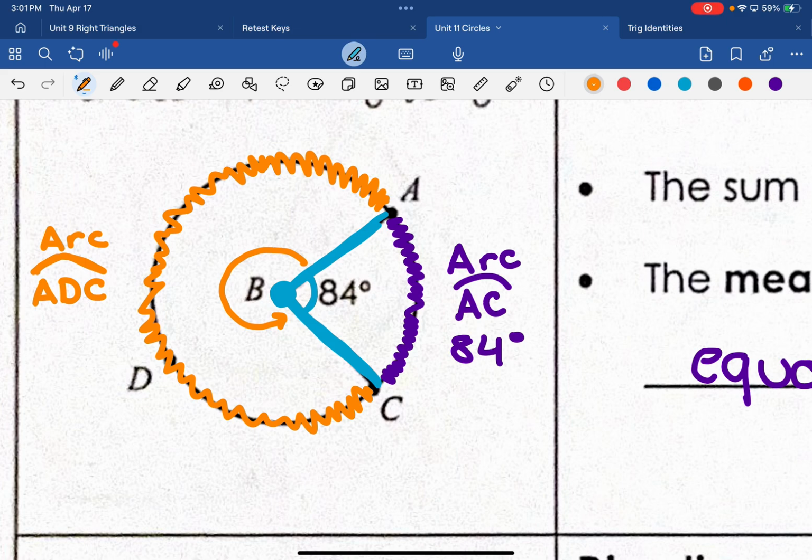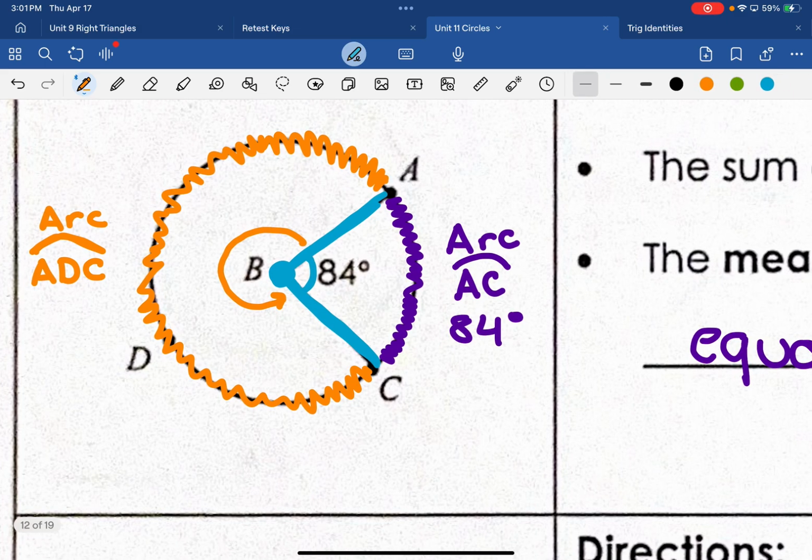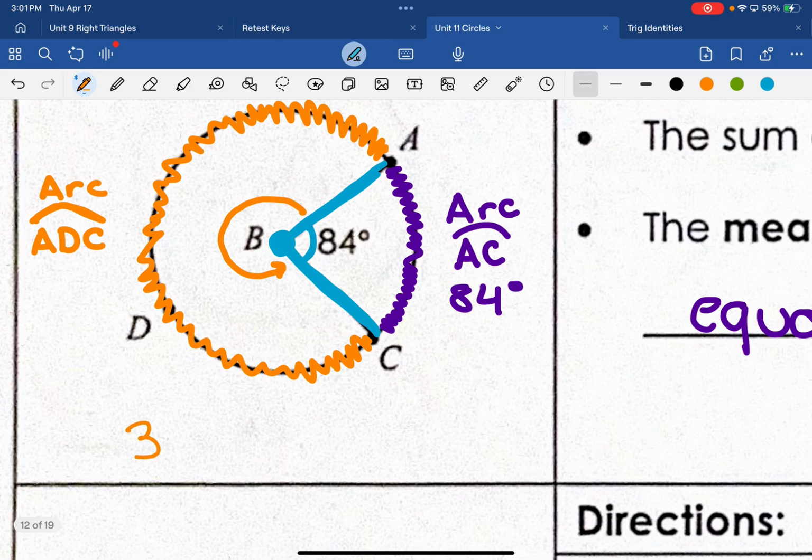Now, if I want to know what the degree of that arc is, what would I do? Subtract 84. So 360 minus 84. And that gets you, I believe, 276. So this arc right here is 276 degrees.